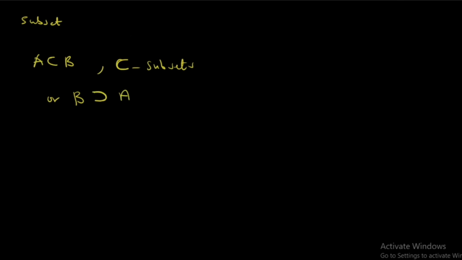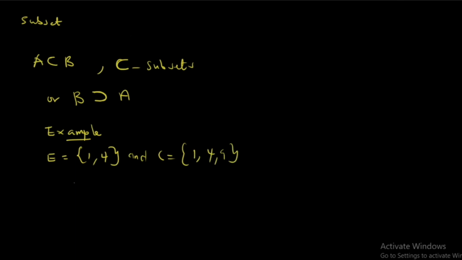Let's look at some example. If E is equal to 1 and 4, and C is equal to 1, 4, and 9, then we can say that E is a subset of C. And from here, we can generate some identities that N is also a subset of Z, and also Q is also a subset of R. Natural numbers are subsets of integers, and rational numbers are also subsets of what? Real numbers.